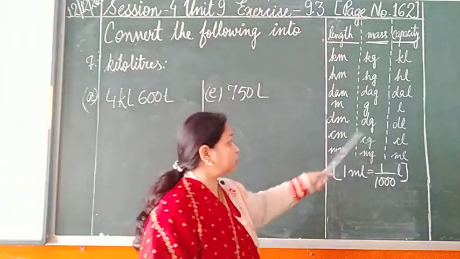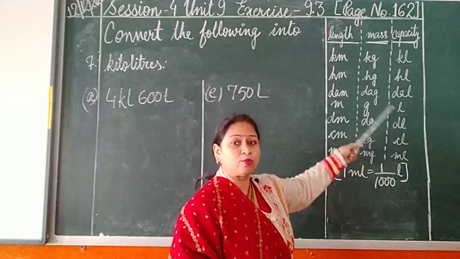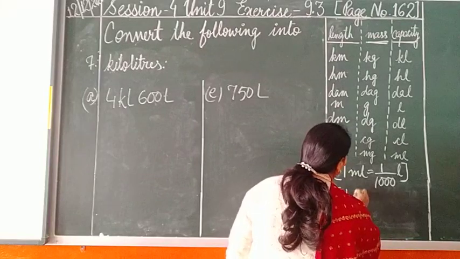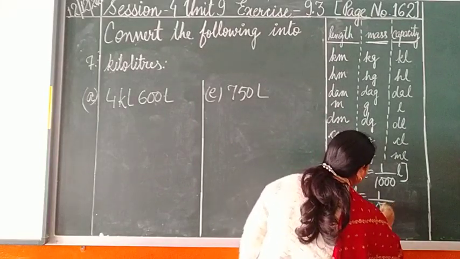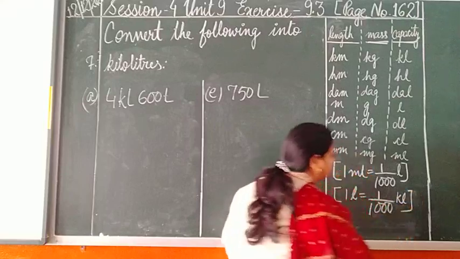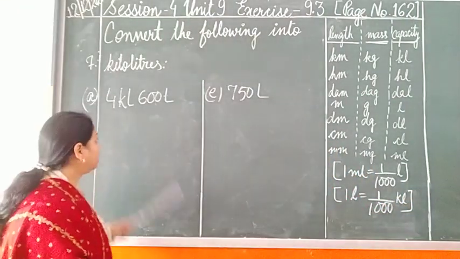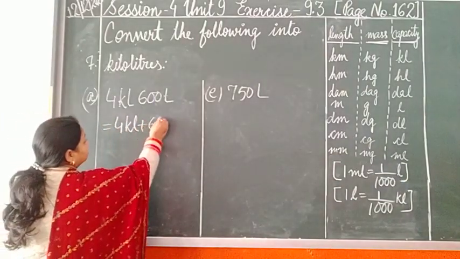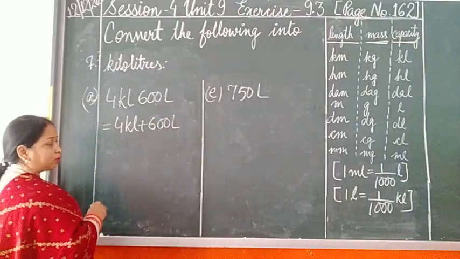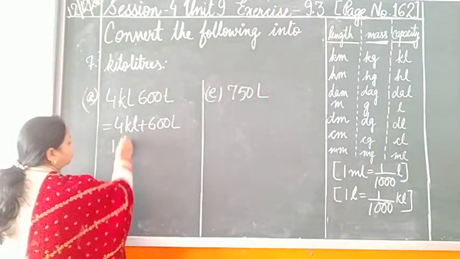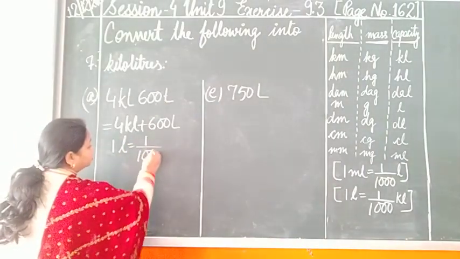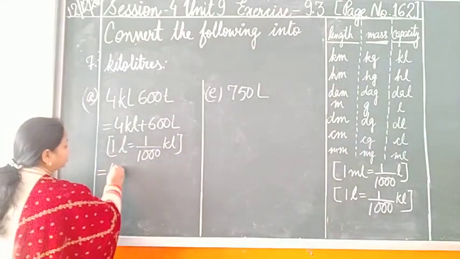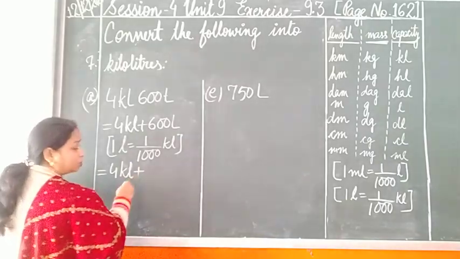So, what will be the conversion? This is liter and this is kiloliter. Again, how many steps we are going to take? 3 steps. So, it will be 1 liter is equal to 1 upon 1000 kiloliter, and this conversion we are going to apply over here. This will be again written as 4 kiloliter plus 600 liters. Okay, and the conversion is 1 liter equal to 1 upon 1000 kiloliter. We will just place it in a bracket since we are showing the conversion. 4 kiloliter will not change because it is already asked.